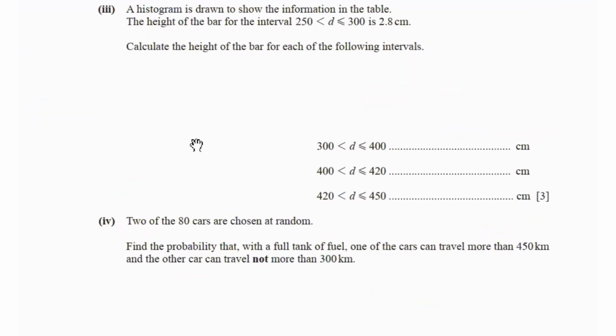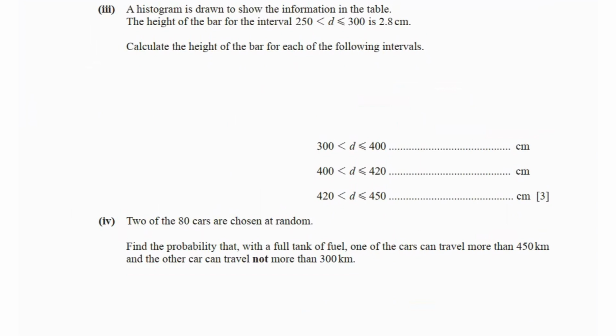Then it says the histogram is drawn to show the information in the table. The height of the bar for the interval D, greater than 250 but less than or equal to 300, is 2.8 centimeters. Calculate the height of the bar for each of the following intervals. So for this, first we need to find the frequency density for each of the intervals.